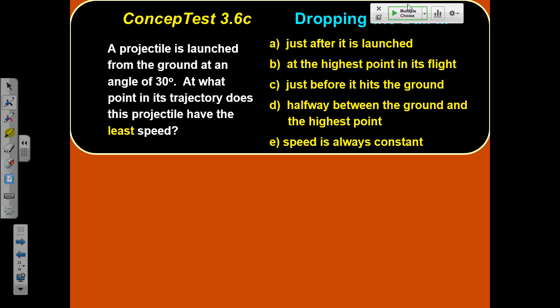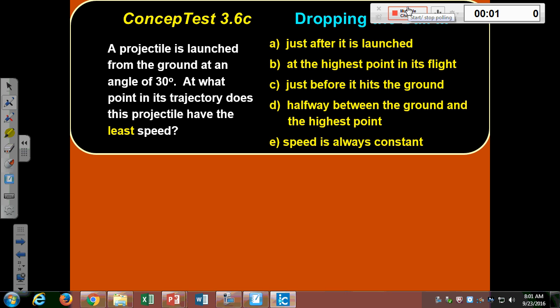A projectile is launched at an angle of 30 degrees. At what point in its trajectory does the projectile have the least speed?